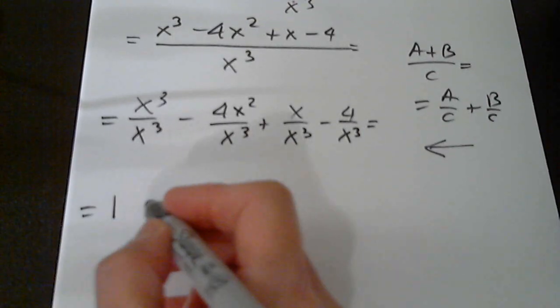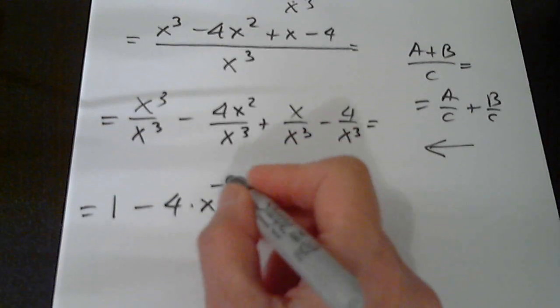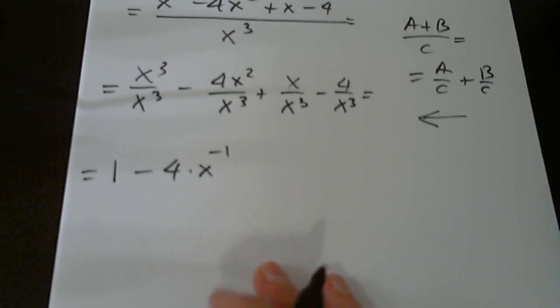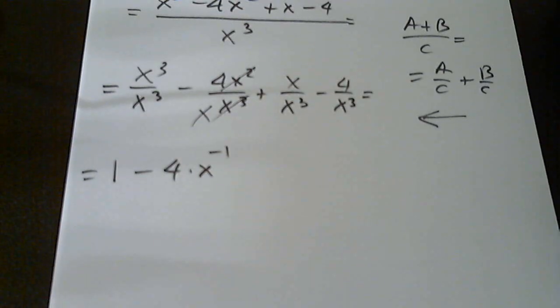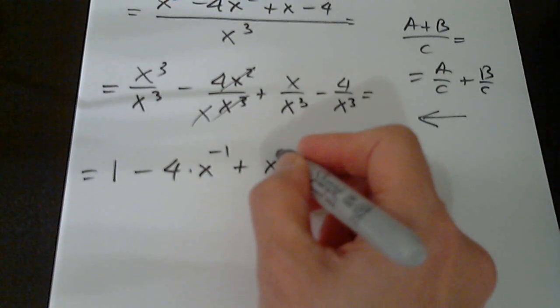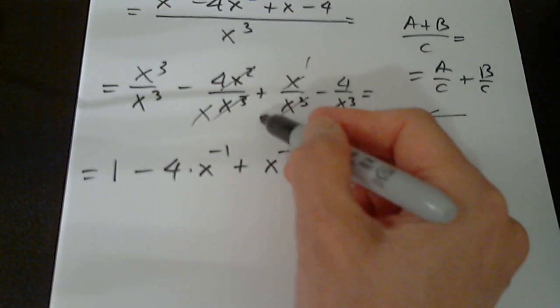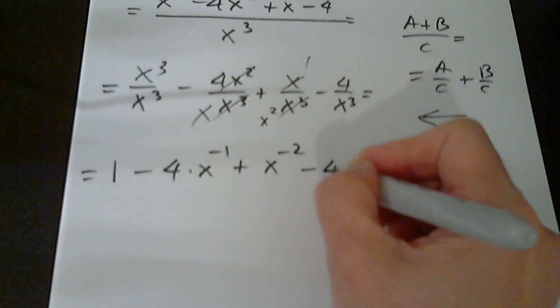This is 1. This is minus 4 over x, which is x to negative 1. When I simplify, I get an x in the denominator, which is 4 times 1 over x. When I simplify, I have plus x to negative 2 because I'll simplify and I'll get x squared. And here there is nothing to simplify, so I'm going to write it like this.